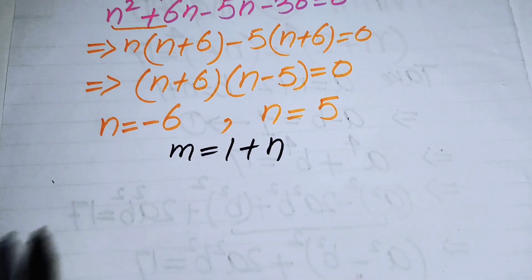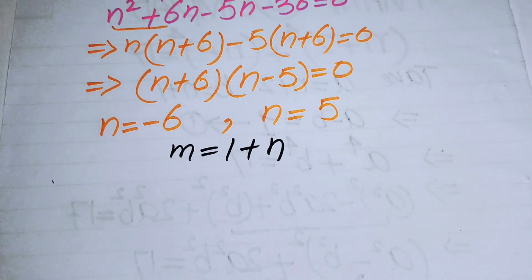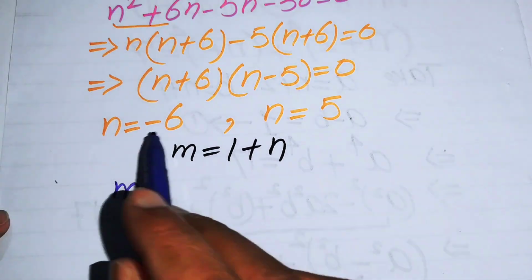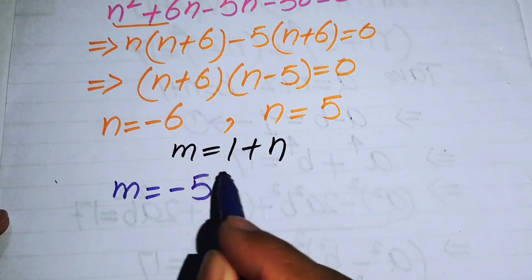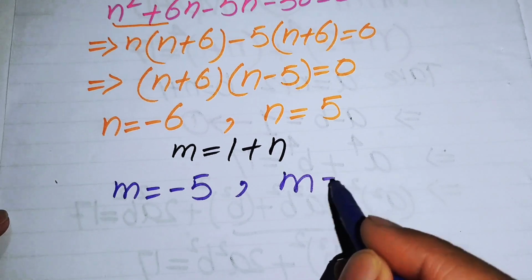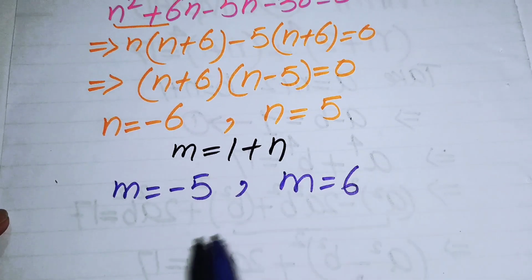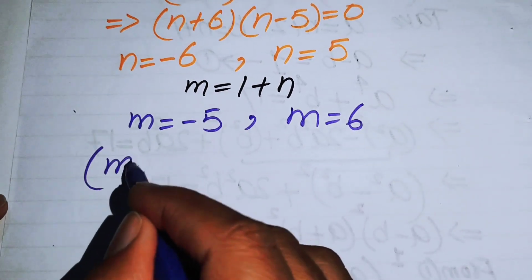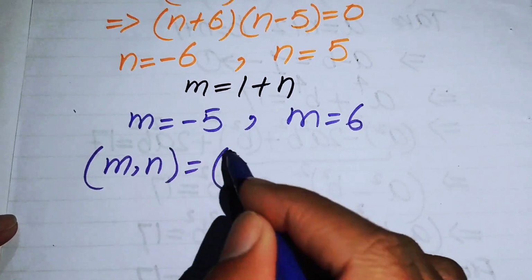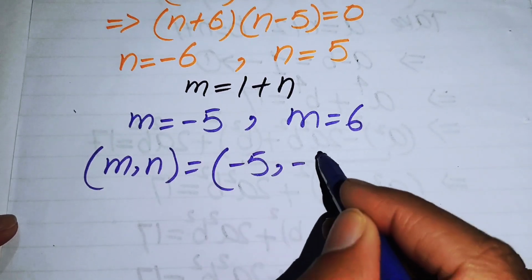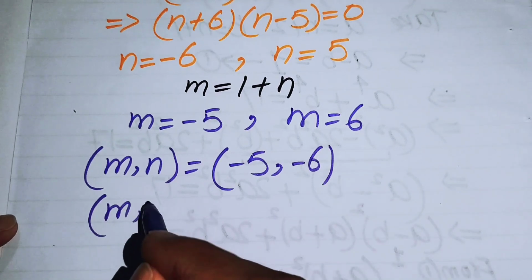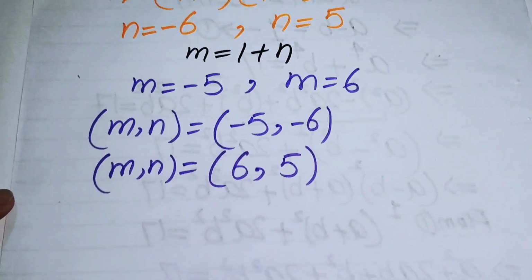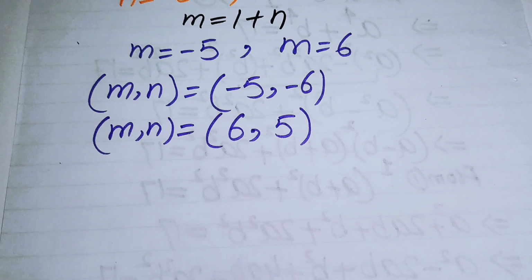So now we can put both of these values of n in this case and you get the value of m. When you put n equals minus 6, then you get m equals minus 5, and when you put n equals 5, then you get m equals positive 6. So in the first case you will get the two values of m and n. The first is minus 5 and minus 6, and the second values of m and n are 6 and 5. And now we move towards our case number 2.